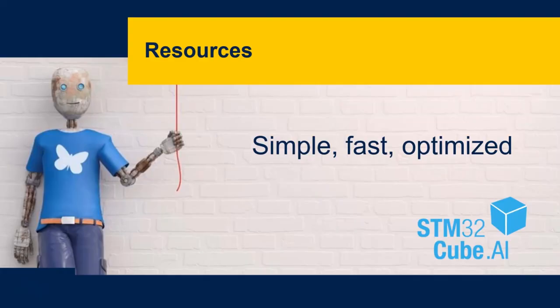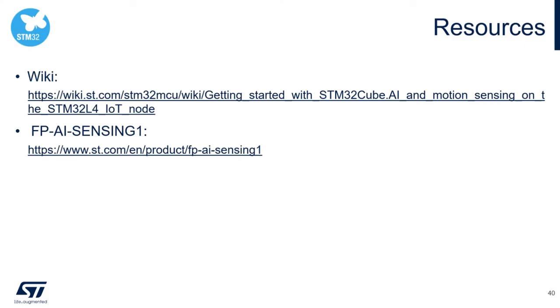Okay, we are at the end of this UpNote video, and I just want to underline some useful resources that you can use to dive into more specifics. Here you can find some useful links. The first one is the wiki page associated with the application note. In the wiki page, you can find more details and a Python script to train your own model. The second one is the STM32Cube function pack for ultra-low power IoT node with artificial intelligence applications based on audio and motion sensing.